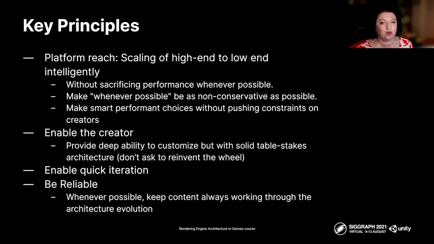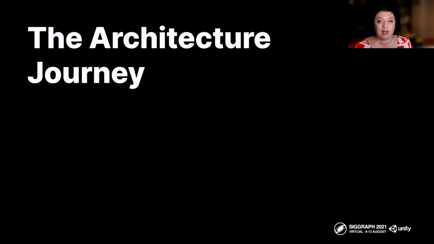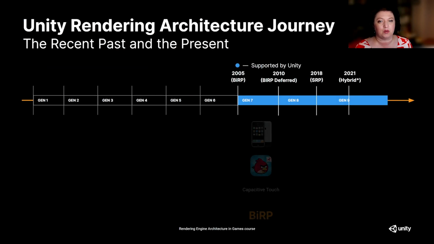Extracting from these engine goals, the key principles for architecture are platform reach, deep flexibility and customization, performance across the gamut of platforms supported, quick iteration to unshackle the creativity, both for development and creation, and continuity. Keep existing content working or upgrade it smoothly. Next, let's take a look at how our architecture evolved to answer these goals.